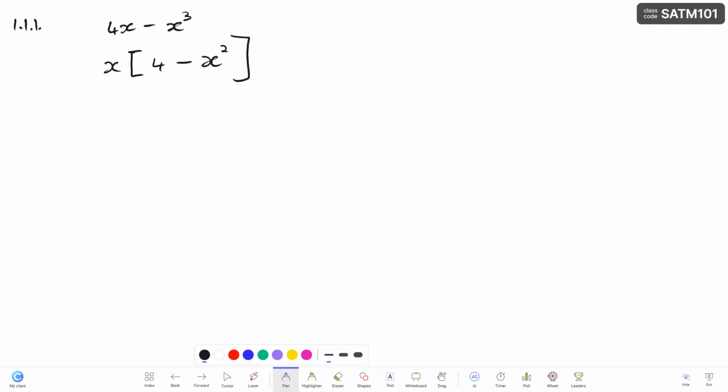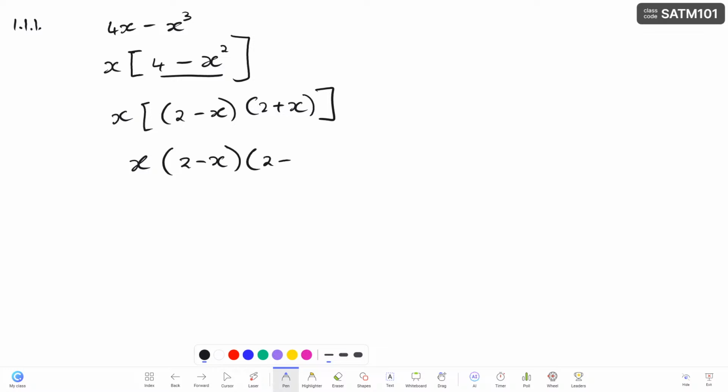So now what do we need to do? We need to factorize the expression inside the brackets. If you check, 4 is a perfect square and x squared is a perfect square. So this is going to give us 2 minus x and 2 plus x. So this is factorizing the expression fully. Finally you can just say x into 2 minus x, then 2 plus x. So this is the answer, and you're going to get 2 marks for this.